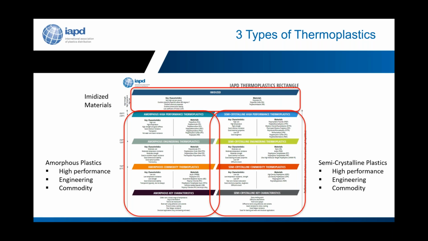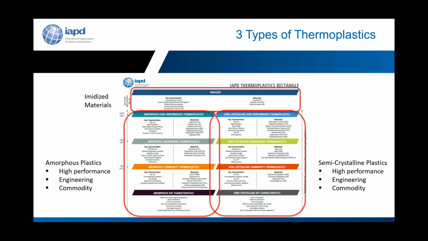So I'll take a moment here just to address imidized plastics. Imidized materials are polymers that have been modified on the molecular level to improve certain key characteristics, whether that's to improve the thermal range, stiffness, or strength. These are very, very specific plastics for specific applications and very, very high grade plastics. We're not going to spend a whole lot of time on them, but it is important, which is why they're included in the rectangle. So I wanted to just discuss real briefly what those are, and we'll come back to those on the next slide.